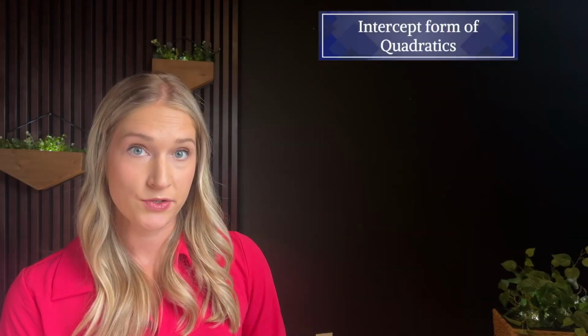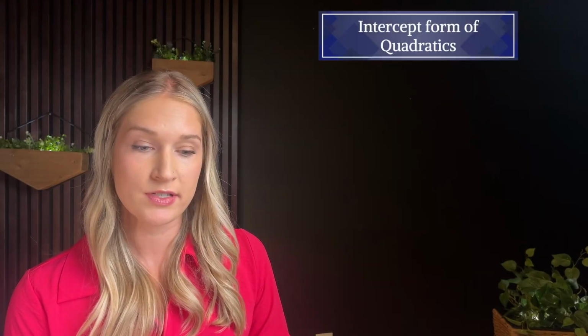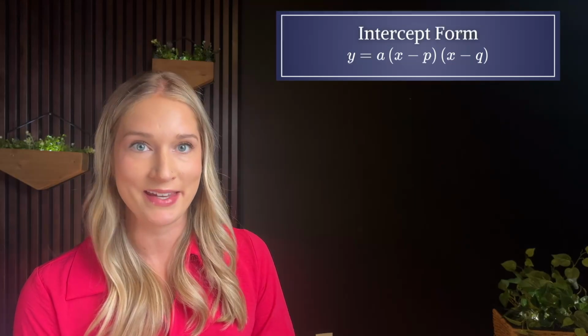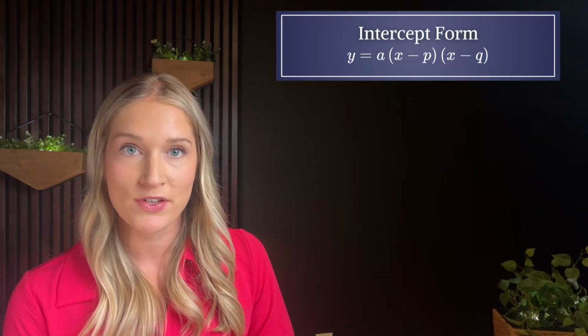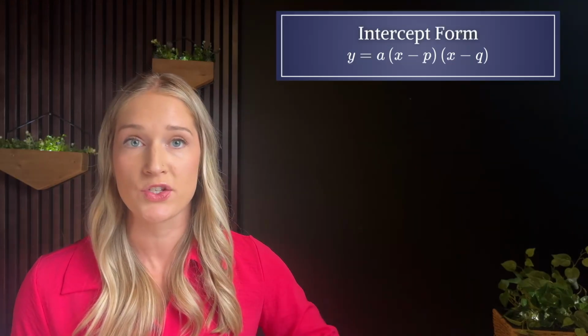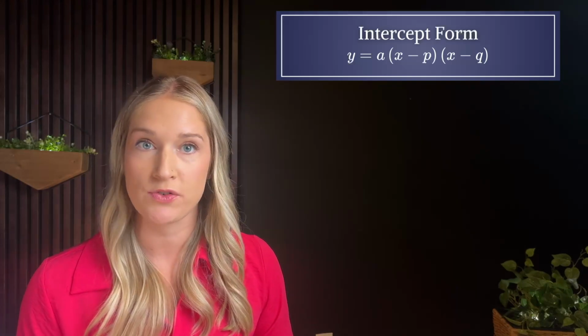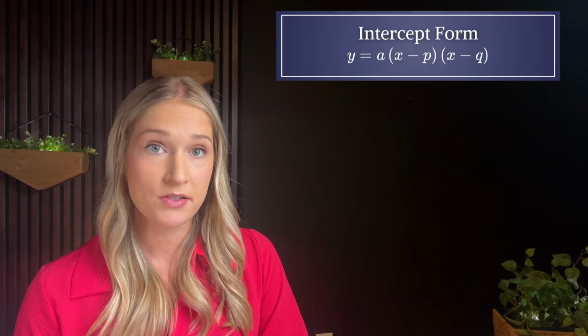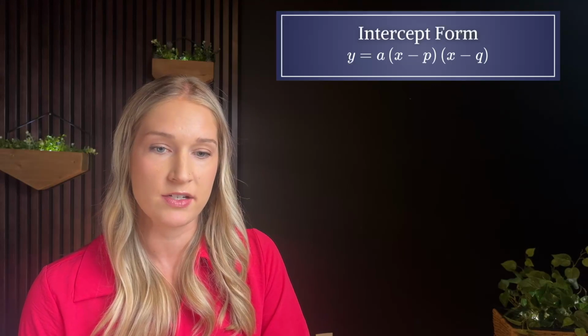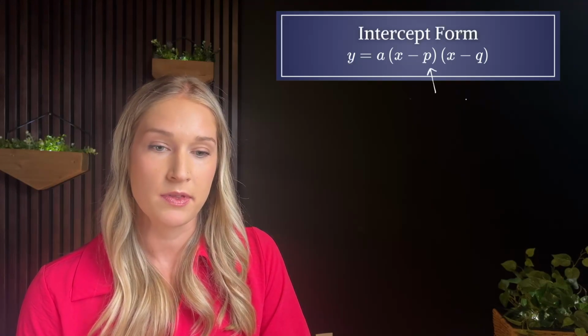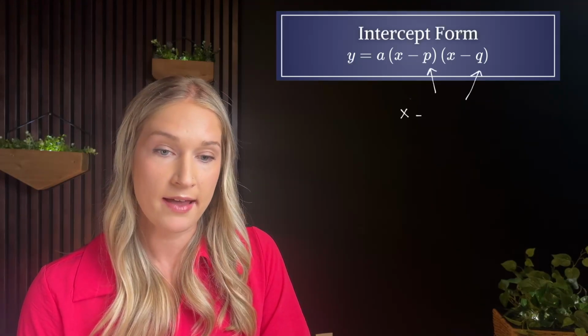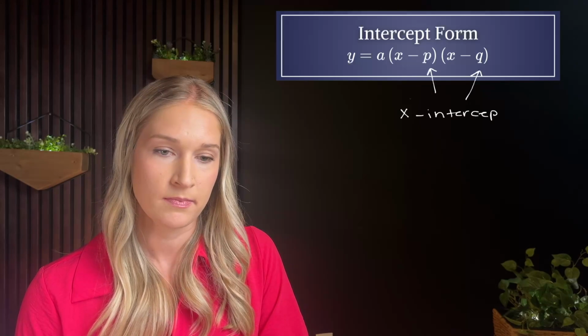Let's talk about intercept form of quadratics. Intercept form looks something like this. A is your leading coefficient. That's going to tell you if you have any sort of vertical reflection, vertical stretch, or vertical compression. But the intercepts are your P and Q values. So these two are your x-intercepts.